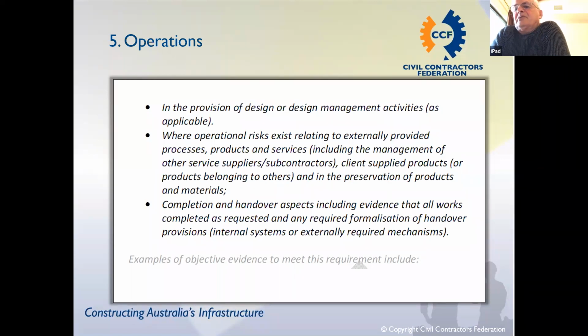Where operational risks exist relating to externally provided processes, this is where your subby suppliers come in. And anytime there are client supplied products, sometimes you've got to manage that. So if it's not up to scratch, make sure that you let the client know. And at completion and handover aspects, including evidence that all work is completed as requested. I mean, there's all your records you've got to be able to demonstrate. So if you're going to have to provide that, then make sure that it's in a format that everybody can understand and fill out those forms that are required to provide evidence. Thanks. Now 5.3.